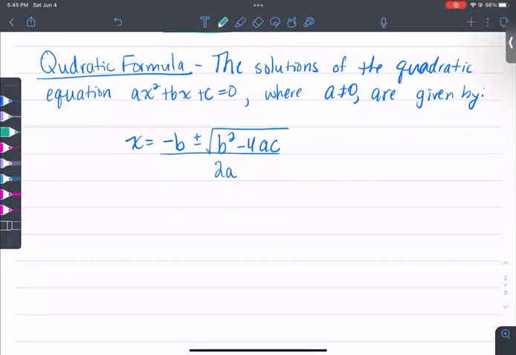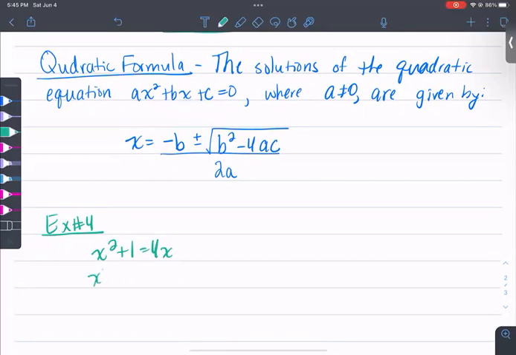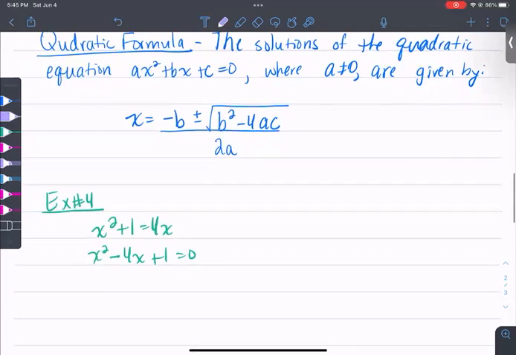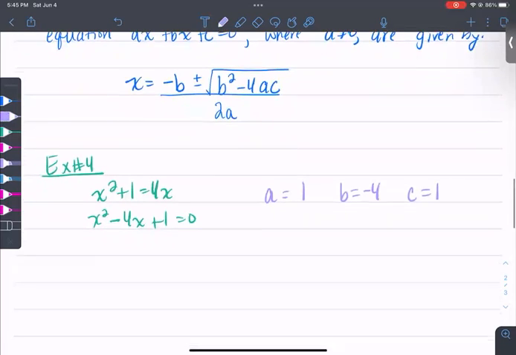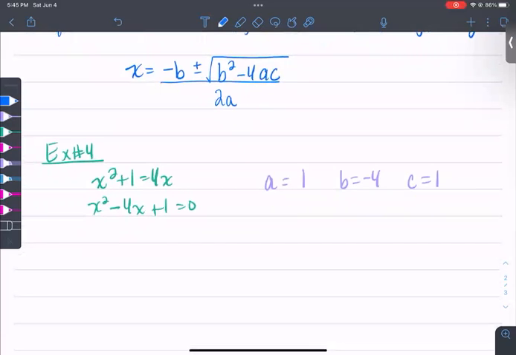So let's use that formula in example number 4. I have x squared plus 1 equals 4x. To use that formula, I need to begin by putting my quadratic equation in the proper form. So this 4x is out of place. I would subtract 4x from both sides. So x squared minus 4x plus 1 equals 0. And then I like to identify what my a, b, and c are. So now I know that a is 1, b is negative 4, and c is 1. And I can plug directly into the quadratic formula.